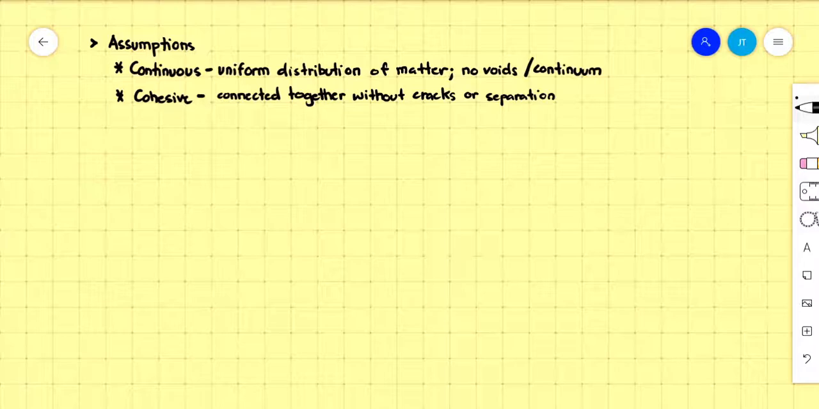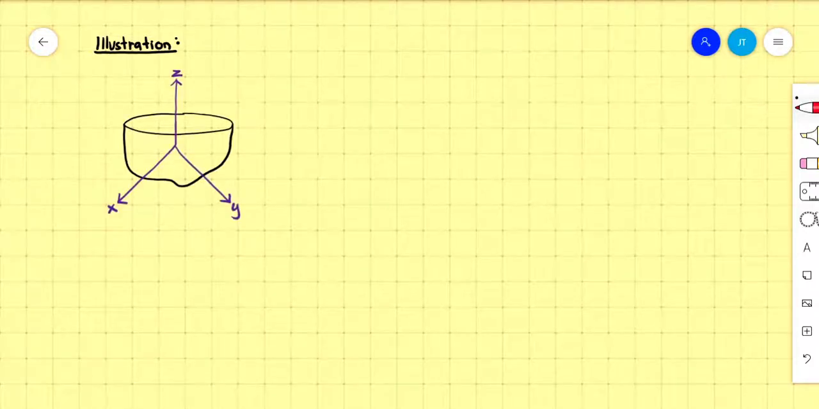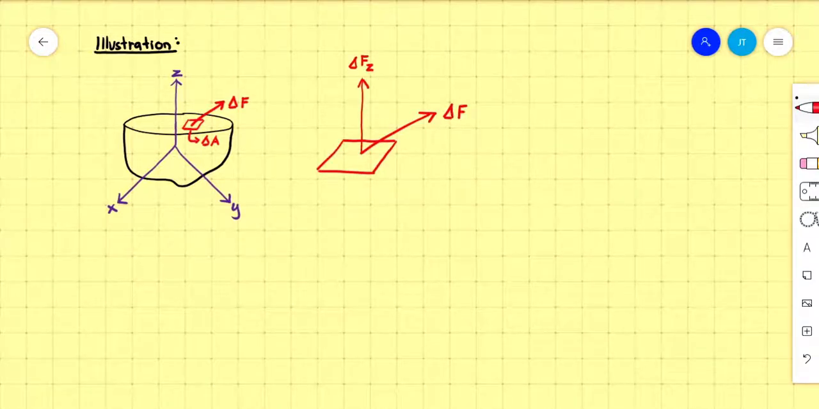Before proceeding, let's consider an illustration to have a better grasp of the subject. Consider a sectioned area of a body. Now, we'll consider a smaller area in the plane and denote it as change of A. Acting on change of A is a change of force F, which could be divided into three components: change of Fz, which is normal to change of A, and change of Fx and Fy, which are tangent with respect to change of A.